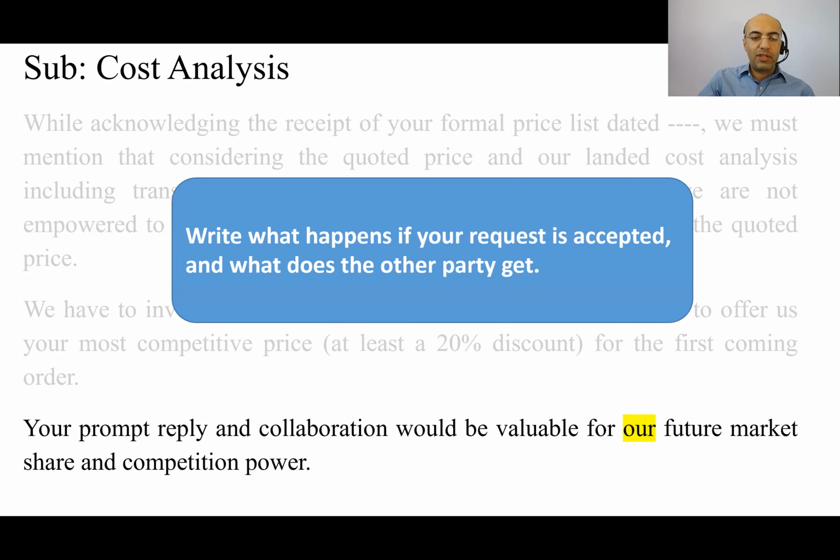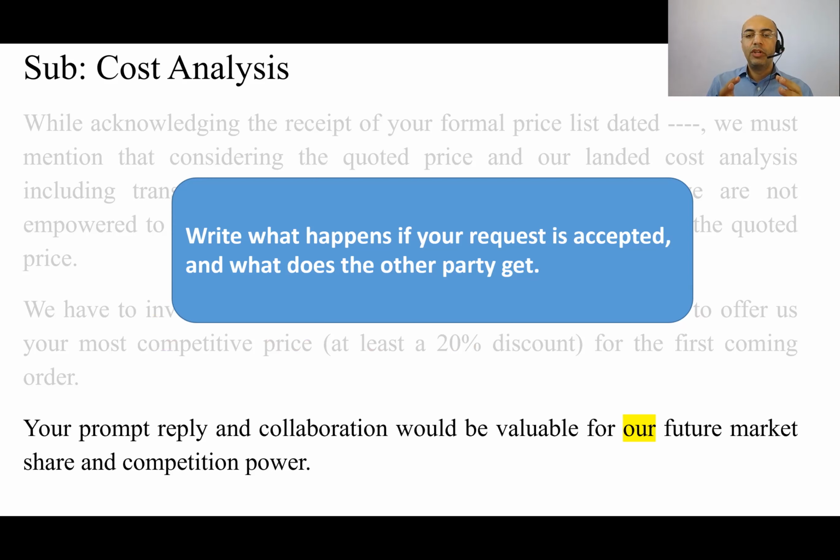Finally, the last section: your prompt reply and collaboration would be valuable for our future market share and competition power. So in the last paragraph, you are trying to push your partner to answer you soon and to accept your request. You are talking about market share and competition power. You are mentioning that you have to invest in marketing, you have to position the product, and finally, you are talking about market share, competition power. And the theme of this letter, I believe, is about marketing.